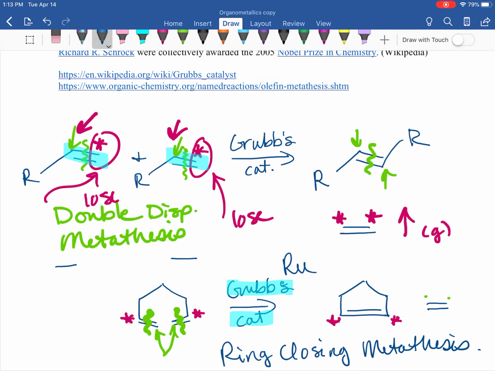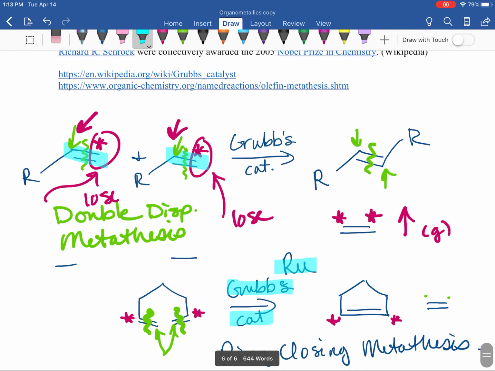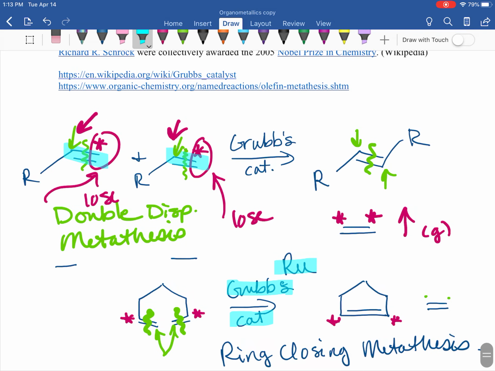The metal in Grubbs catalyst is ruthenium. So we're getting into some other metals there. So this is the first time we've seen ruthenium, and this is the first time we haven't needed an alkyl halide. So Grubbs catalyst is famous because it closes rings like that. It's also famous because it's quite shelf stable. You can buy it in a jar and stick it on your shelf, and you can put two alkenes together. It's pretty awesome.